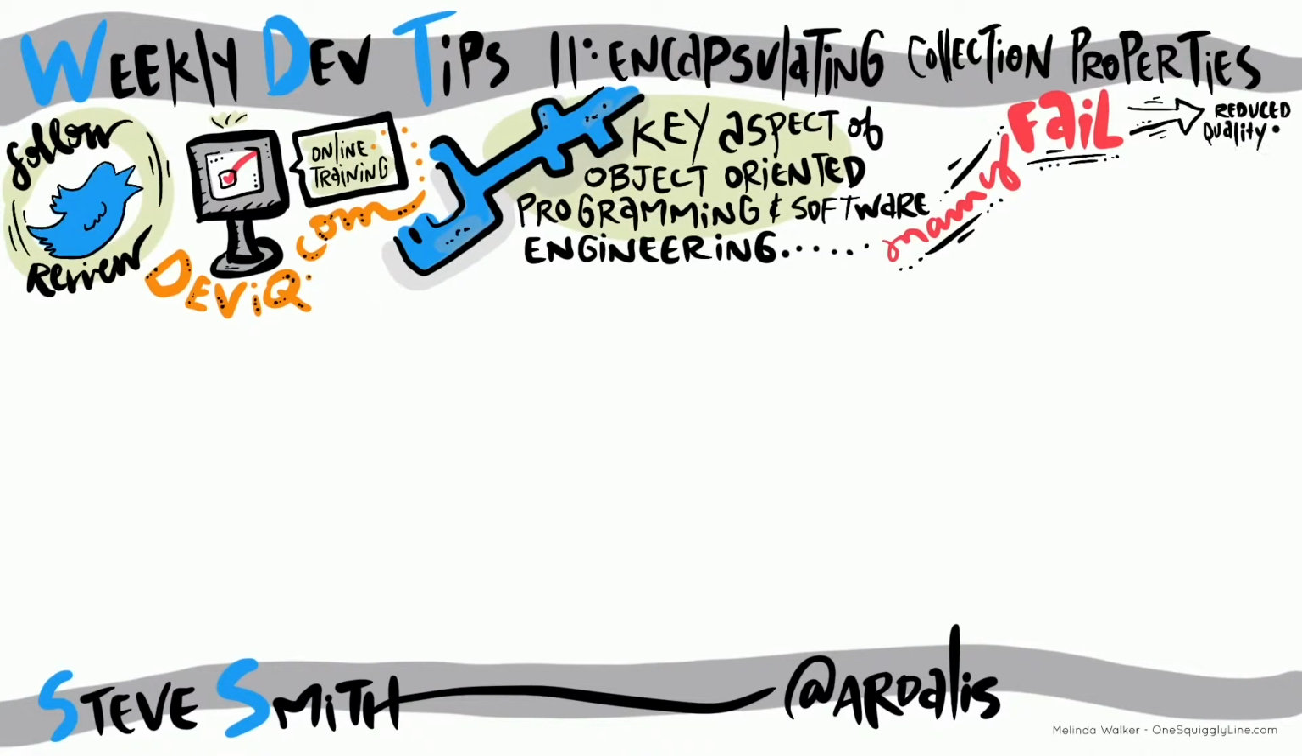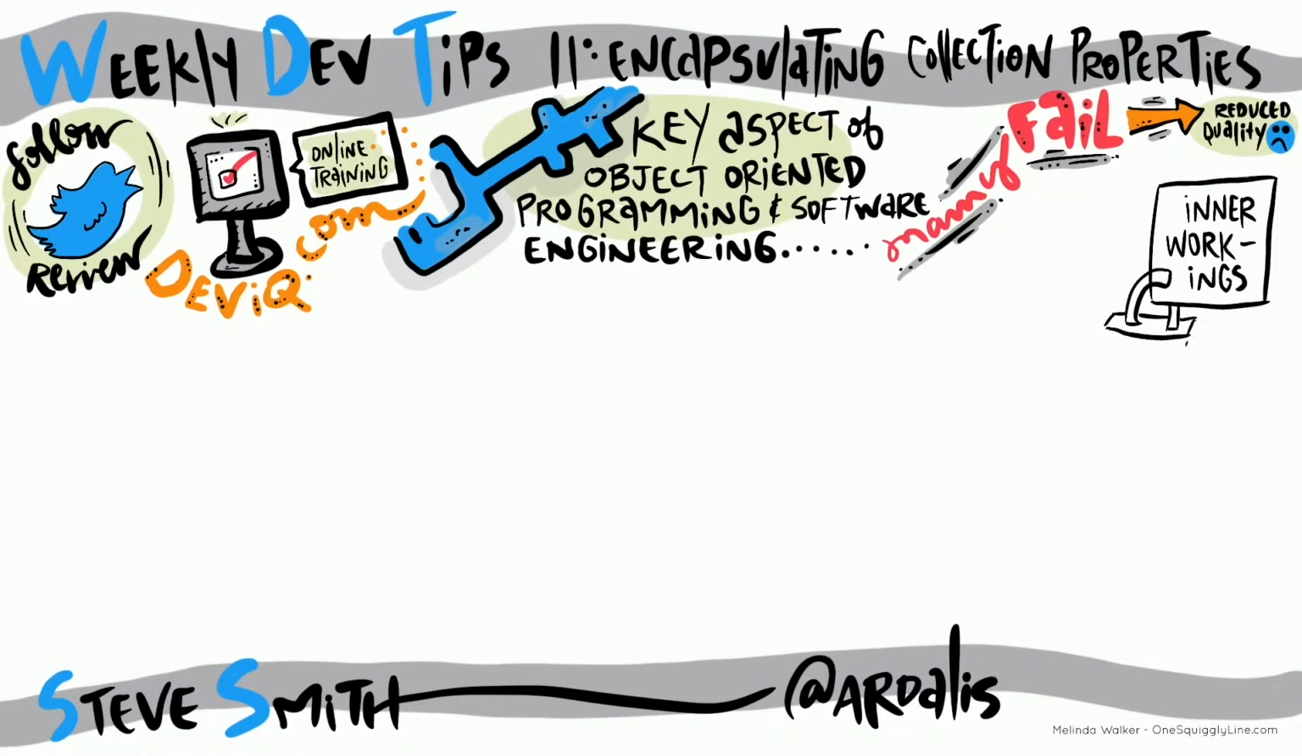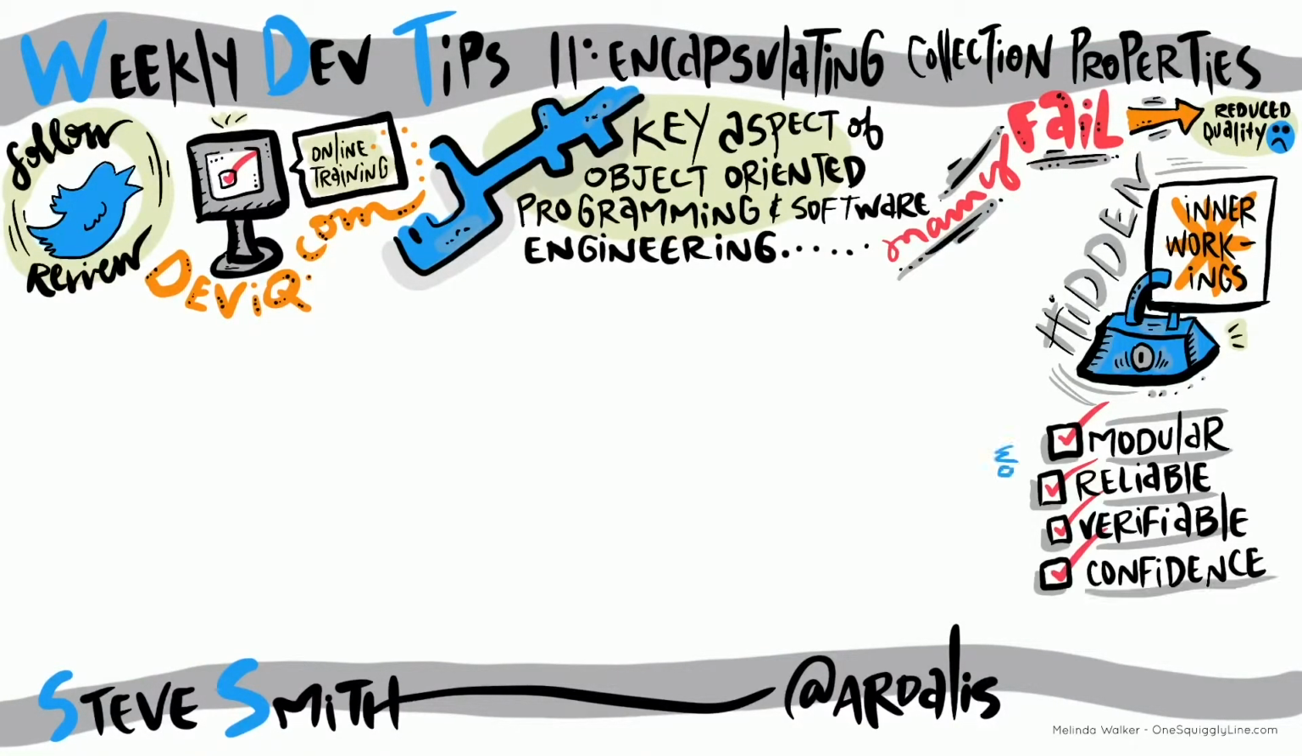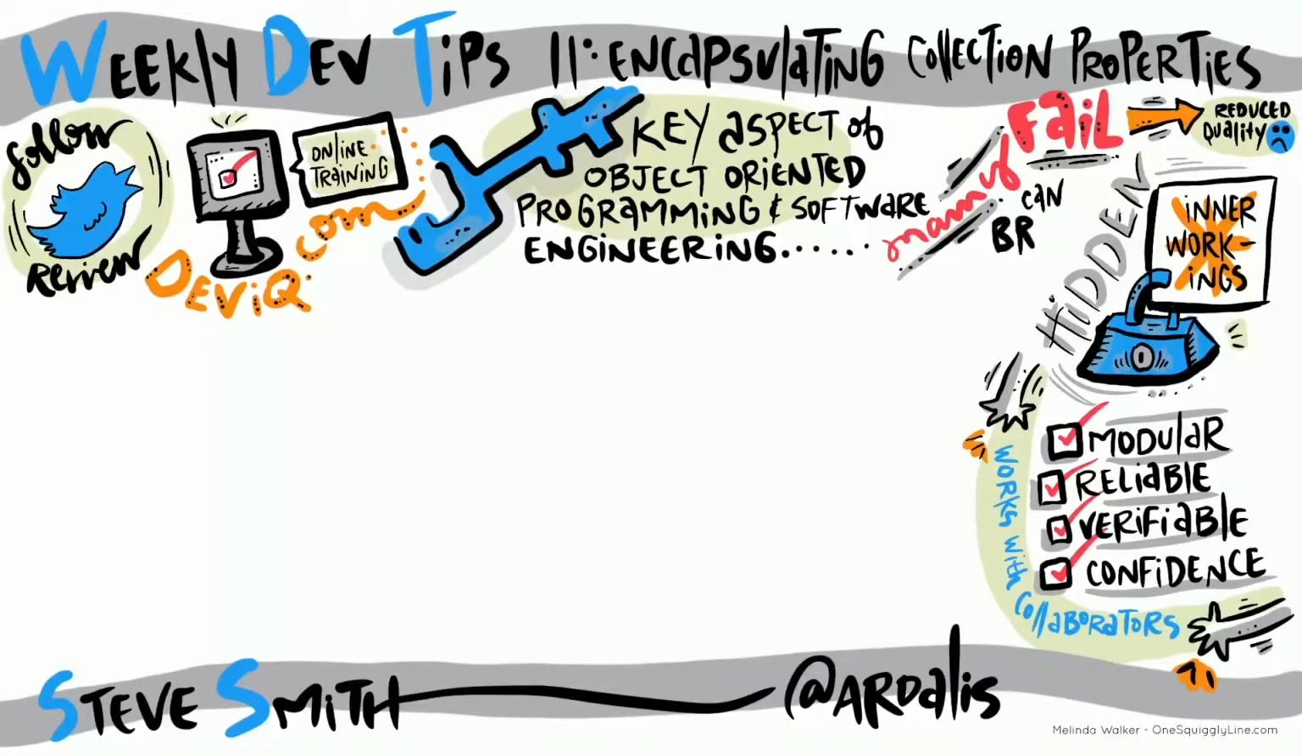Encapsulation basically means hiding the inner workings of something and exposing a limited public interface. It helps us promote more modular code that is more reliable because we can verify that the public interface's behavior provides a high degree of confidence that the object will interact properly with collaborators in the system. That is, if we know that the public interface does what it says it does, then we can be confident that the object works correctly with its collaborators.